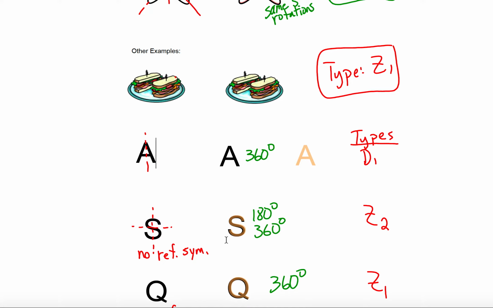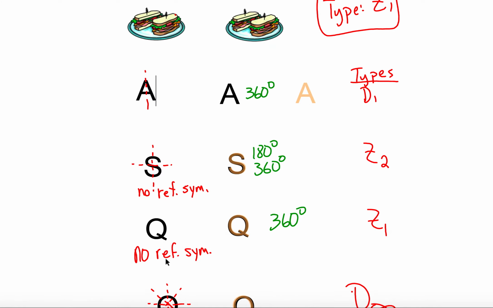So it has no reflective symmetries. However, with rotation, I can take that S, turn it 180 degrees, and it looks just like itself. I do it again and do it 360 degrees, it looks just like itself. So it has 2 rotations and no reflections. It's a Z, and there are 2 of them, so it's a Z2.